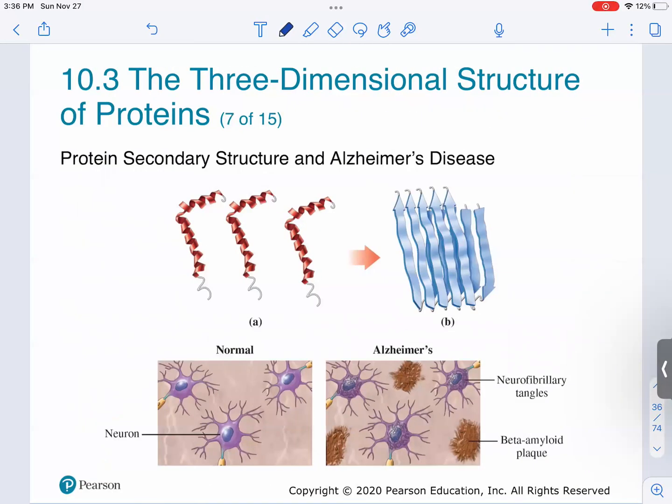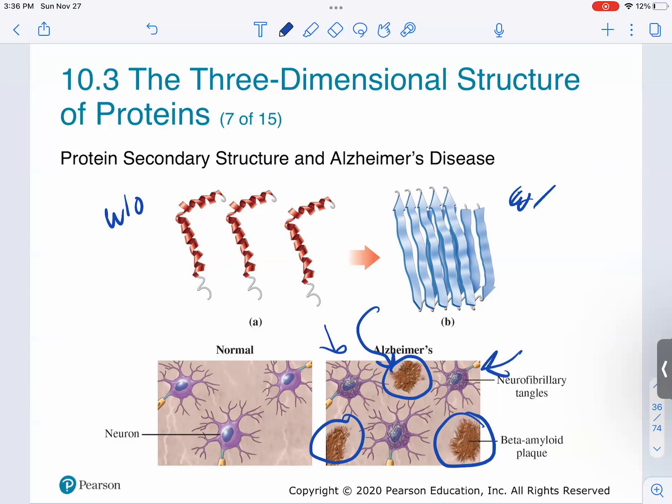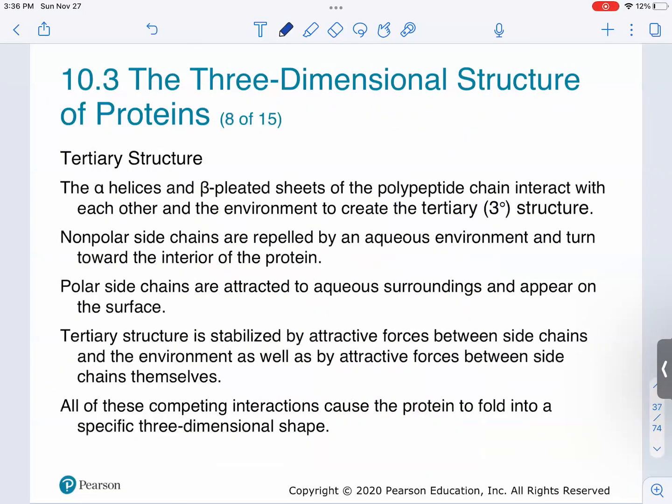So let's move on. You can see that this is what you would have without the disease, and this is what happens with the disease. You can see here that there are these plaques that build up on the outside between all of these nerve cells. All right, you see the nerve cells, and you have these neurofibrillary tangles within the cells too. So you really have problems with cell-to-cell communication.